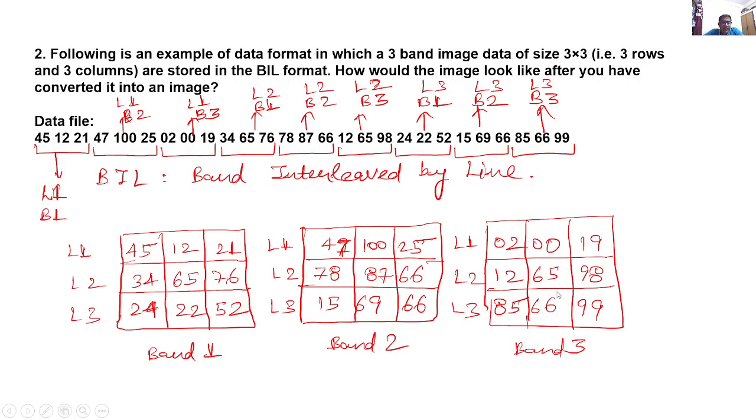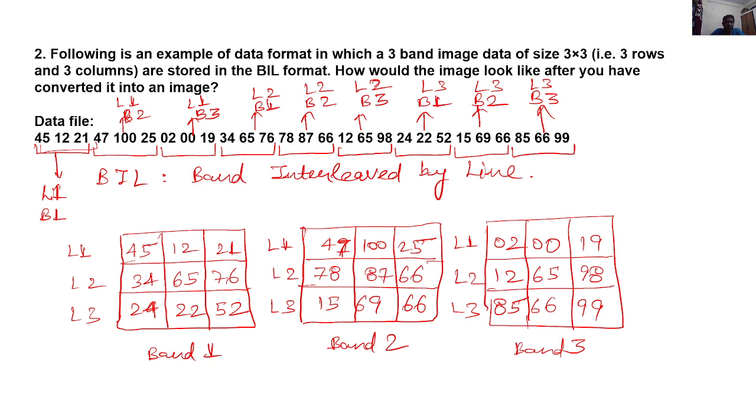So in band interleaved by line, what we do is fill the data. The data is already given in the data file. We are filling it line by line of each band. So this is line number 1, the first top row. The next row is line number 2, and the third row, which is the last row, is line number 3. The first 3 values, 45, 12, 21, would be line number 1. They would be stored in line number 1 of band number 1.